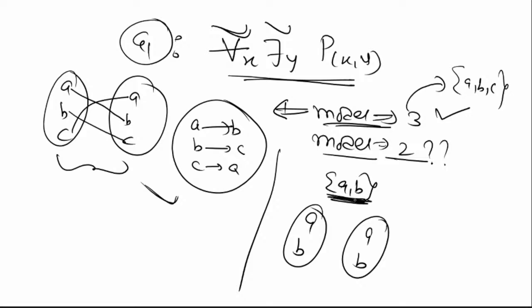Now, can you guarantee for this domain A comma B that this will make a model? Can we guarantee a model? Anyone want to answer?